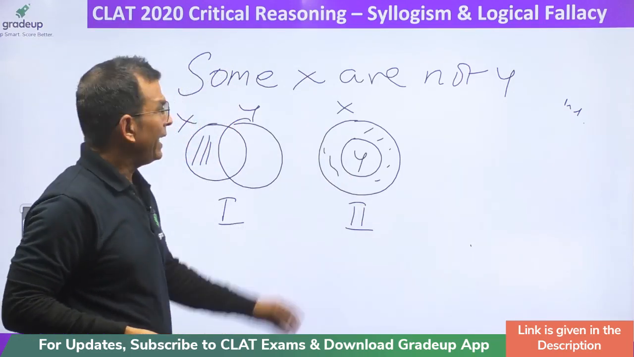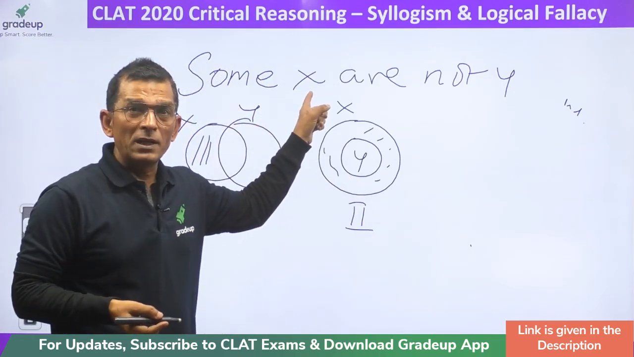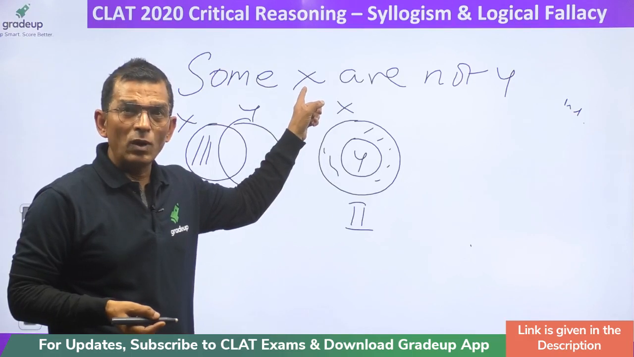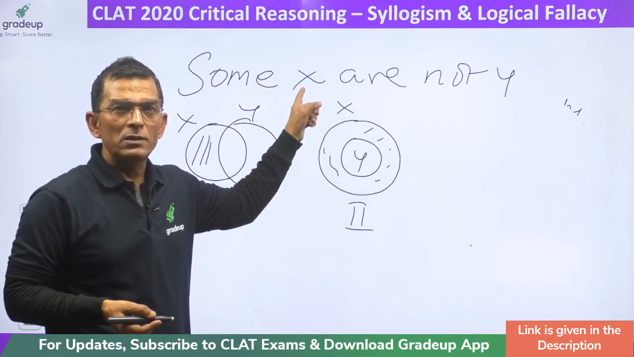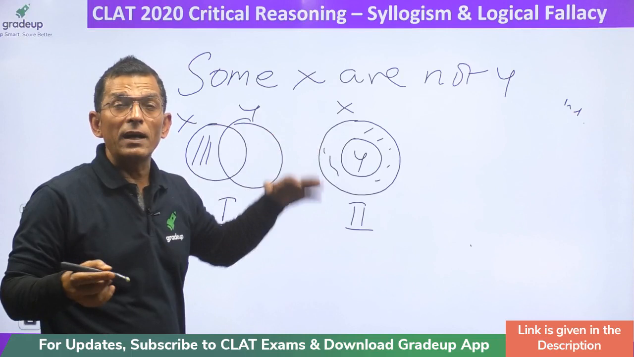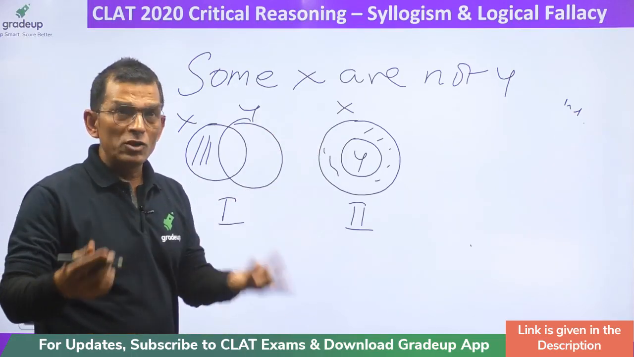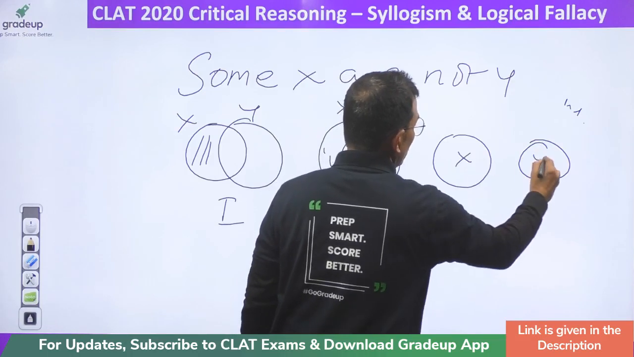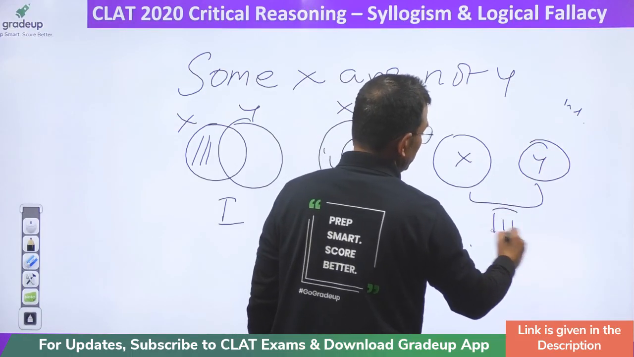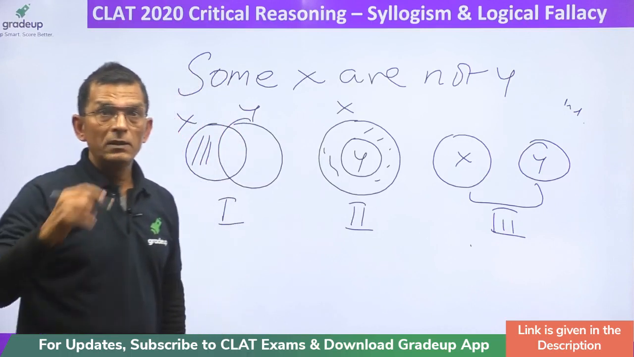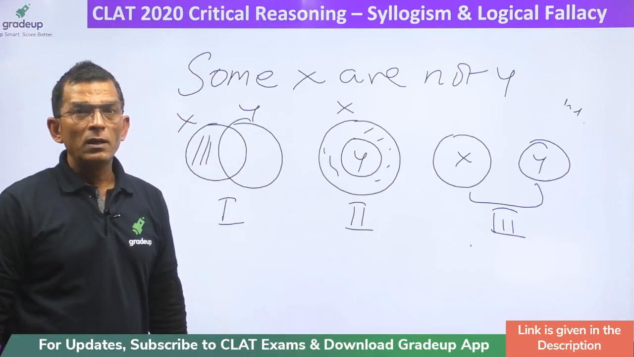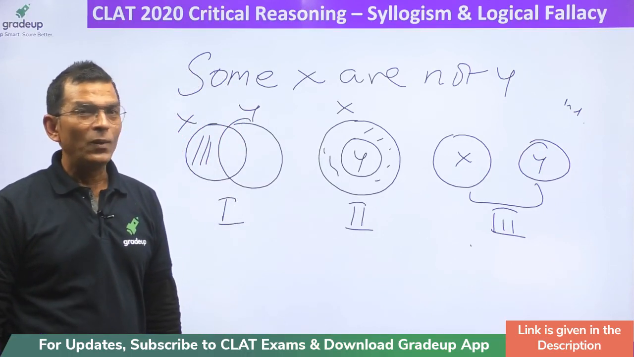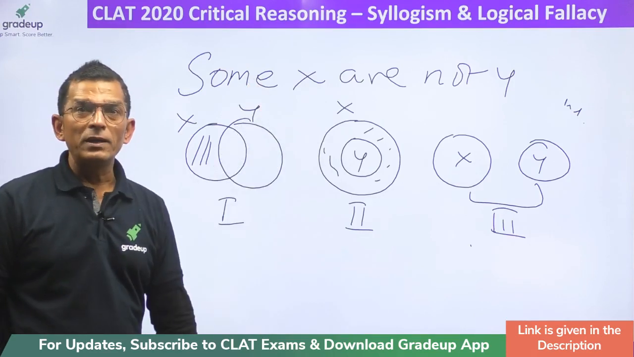Okay? And again, I want a subset. So what I can do is draw a universal set. That is, I can draw a disjoint set. Okay, I can actually go ahead and do this. X and Y. This is also possible. Now, this is one statement.